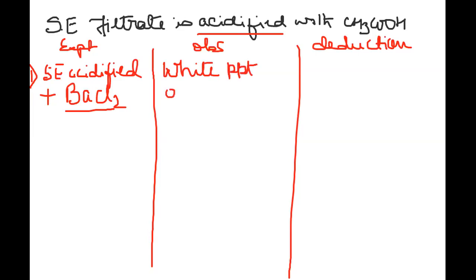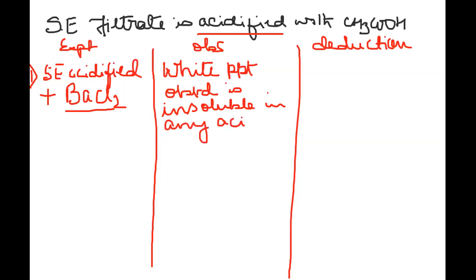White PPT is obtained, which is insoluble in any acid, any inorganic acid. Why I am writing this is because you have to add acid after adding barium chloride. When you get a white precipitate, you add some HCl to it and you will see that the precipitate does not dissolve. This precipitate is of barium sulfate, an insoluble salt, which forms a precipitate. So deduction, I will write: sulfate ions confirmed.